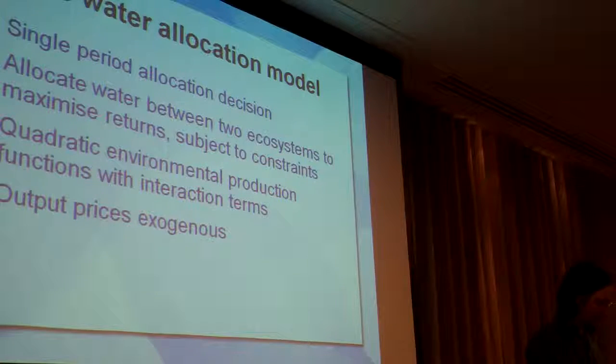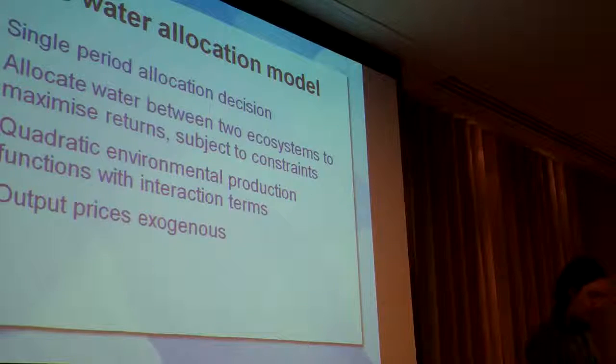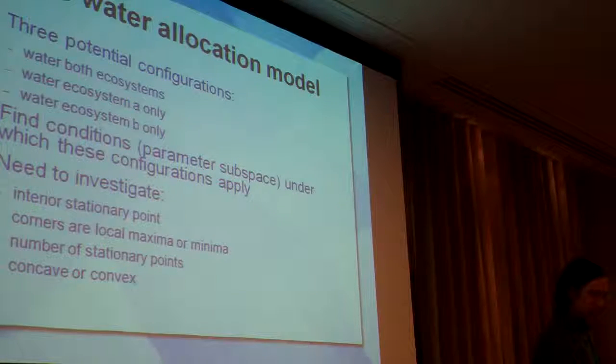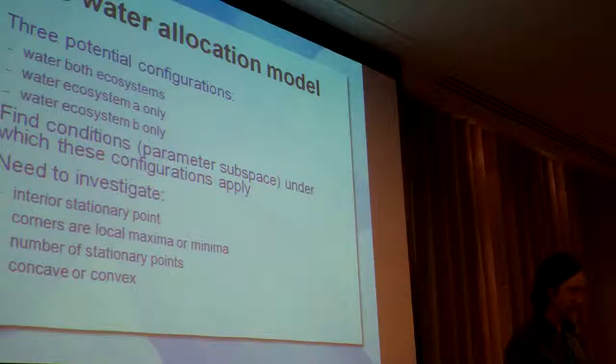And so it's trying to bring in the sort of coordination problems that people talk about when they're looking at these sort of management issues, and it could be a result of return flows or something like that. So in this model there are sort of three potential configurations, to use the jargon. You can water both ecosystems, or you can water ecosystem A only or ecosystem B only.